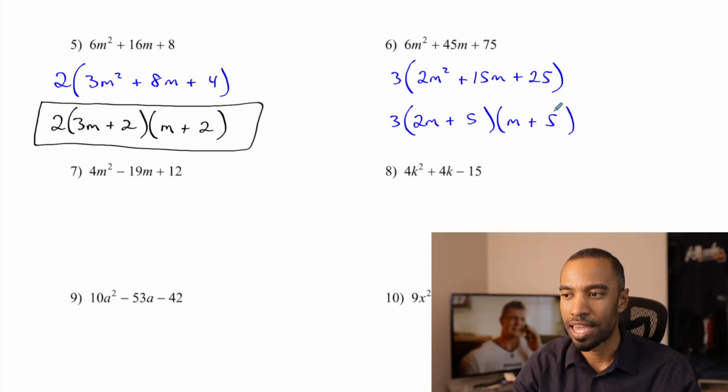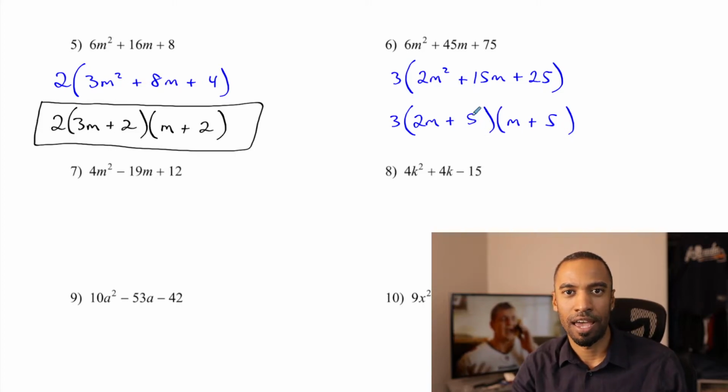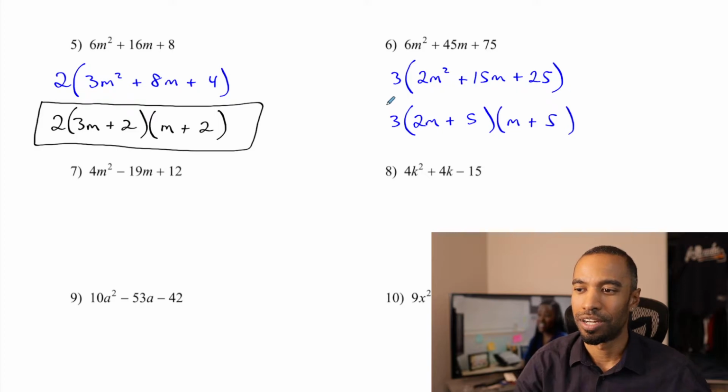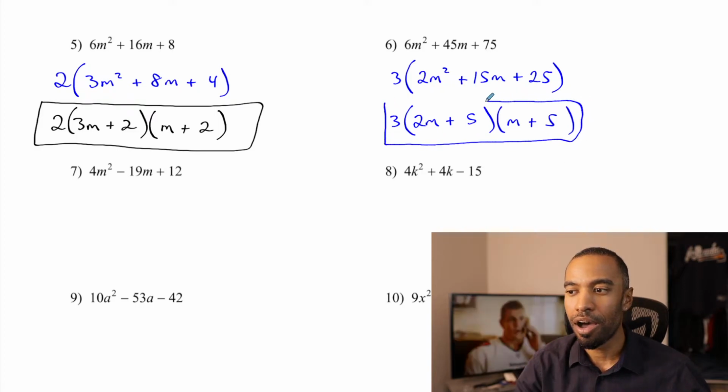2 times 5 is 10. 1 times 5 is 5. 10 plus 5 is 15. There it is. We're factored. We're done. That's it. I didn't even bother with the other ones.